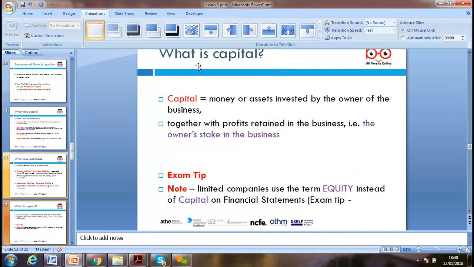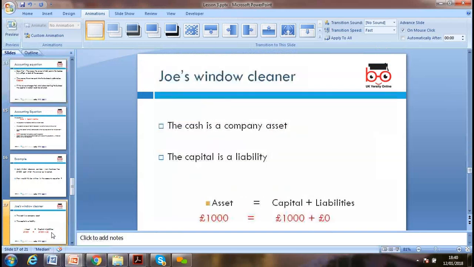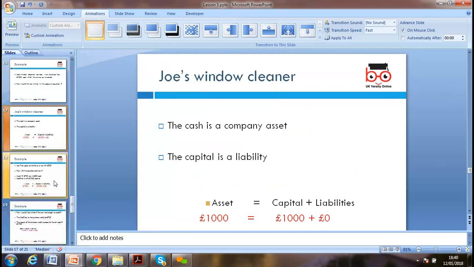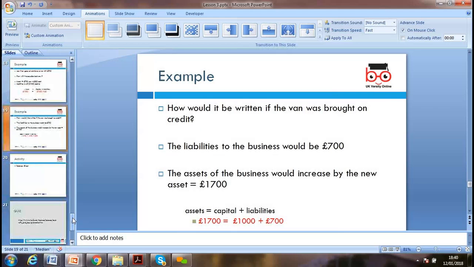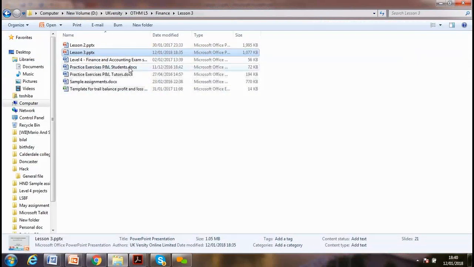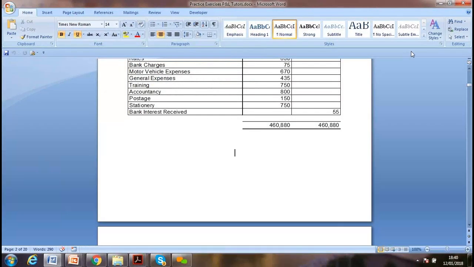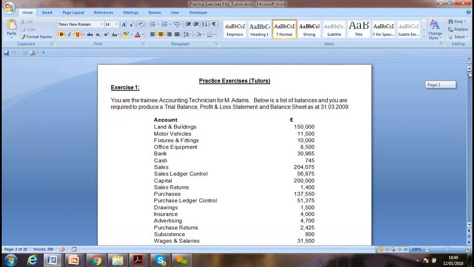And we discussed the accounting equation: asset is equal to capital plus liabilities. And this we will go through further in today's lesson as well. So in today's lesson I included some activities, which we'll go through today. I already sent you, I think, with the previous lesson as well, which I'll resend you.